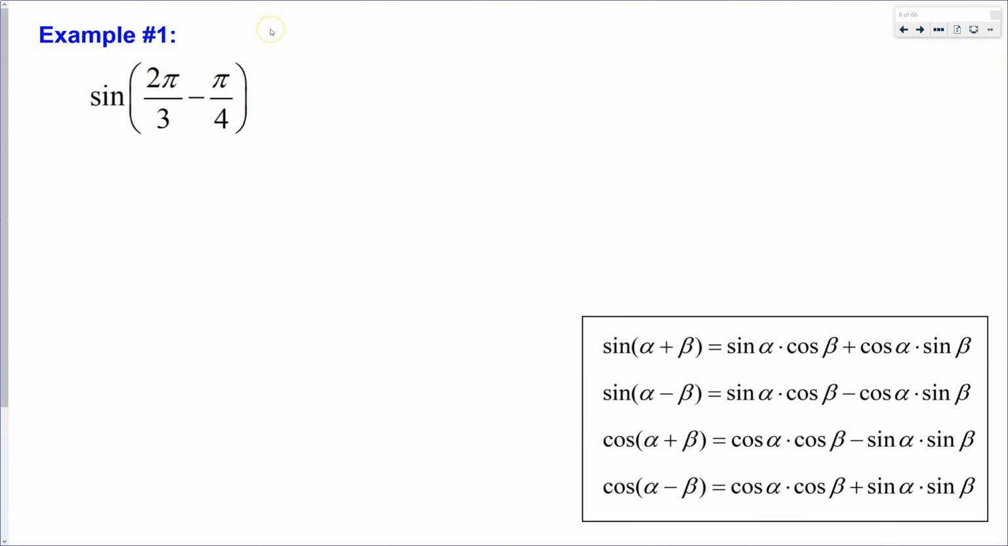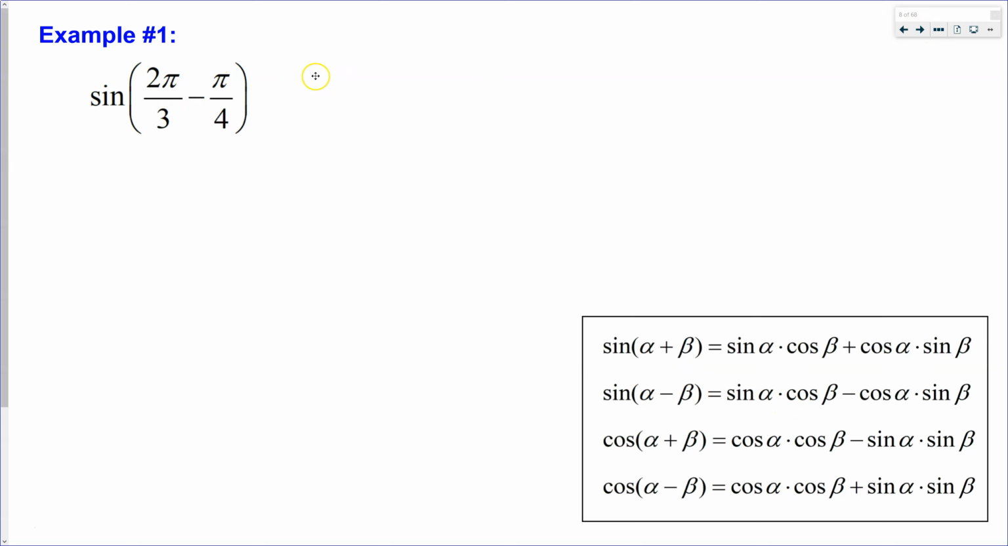This is an example where everything's broken up already. So we have a known angle and a known angle, and you notice that both angles appear on the unit circle. So all you have to do is select the appropriate formula down here and use it. So I see a sine and I see a subtraction. So I'm going to use the second formula right here, and I'm going to write it out with that being angle alpha and that being angle beta.